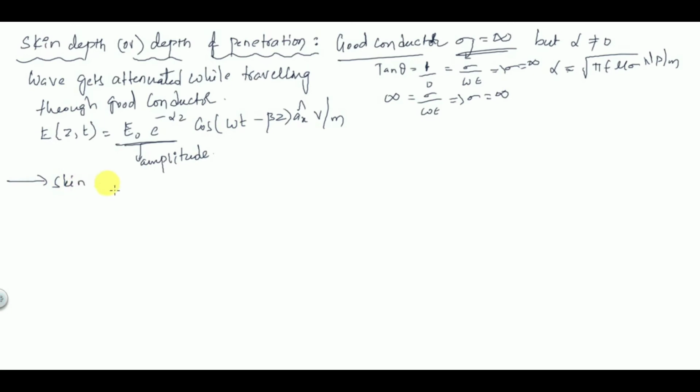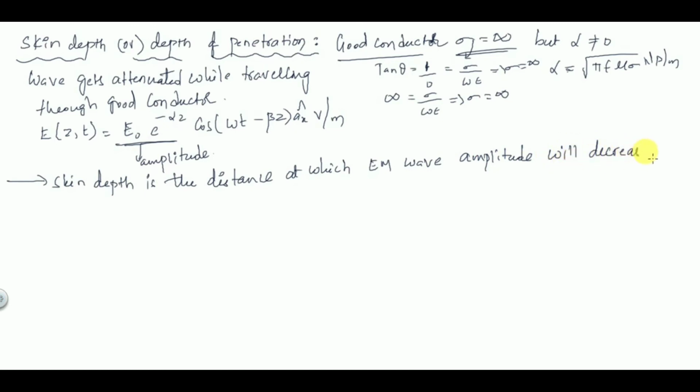Now I am telling you the definition of skin depth. Skin depth is the distance at which the EM wave amplitude will decrease to 36% of its original value. 36% means 1 by e times the original value.